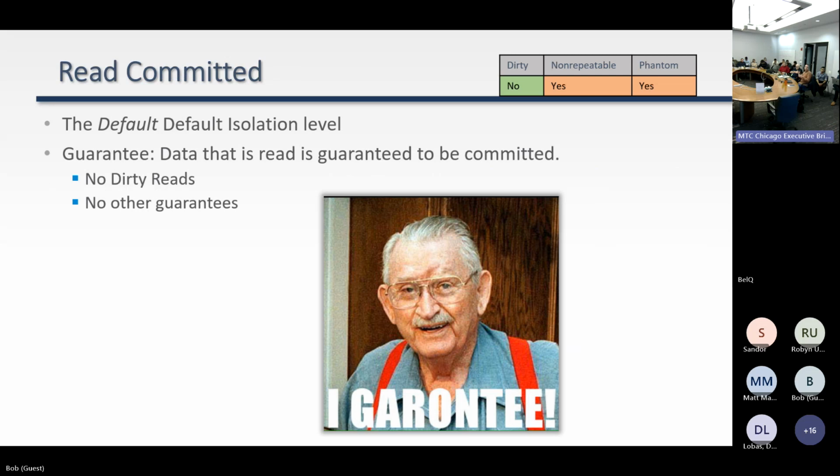Now we go to read committed, the default isolation. Love me. I got Justin Wilson on here. I remember that guy. That was my childhood watching him do Louisiana cooking on TV. That was good times.